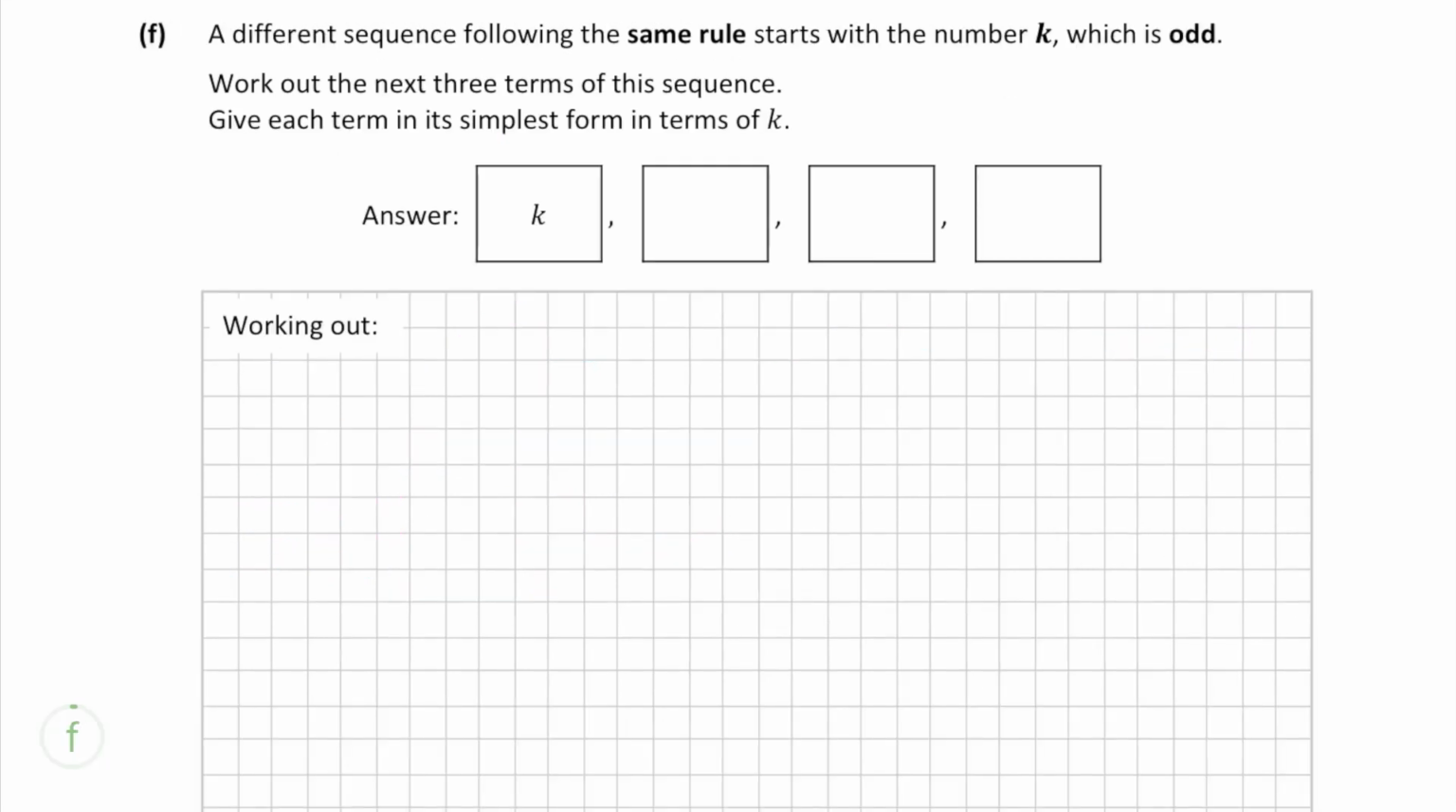Part F is the trickiest part of this question, since we're given the first term of a sequence, which is k, and we're told that this number is odd. Using the same rules that we've been using for the rest of the question, we have to work out the next 3 terms of this sequence. To find the second term, we multiply k by 2, since k is an odd number, which gives us 2k, and this number is even, since it can be divided by 2.